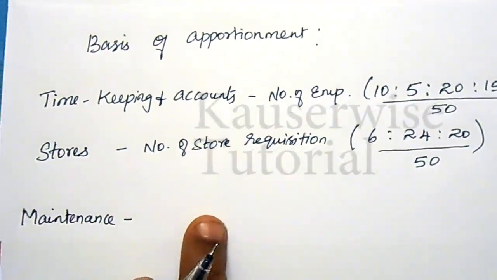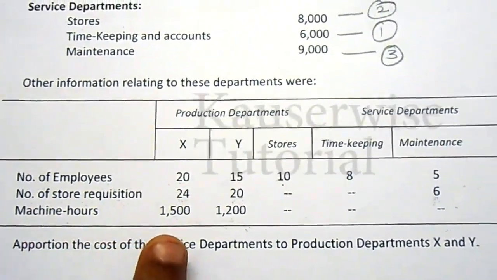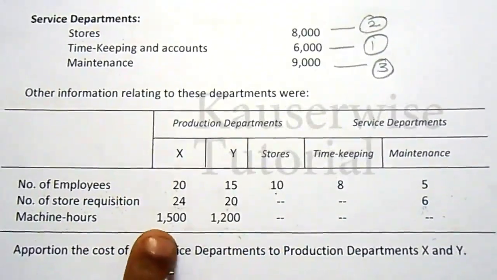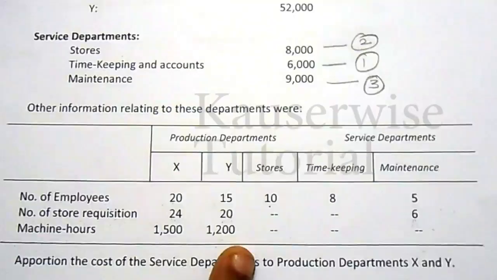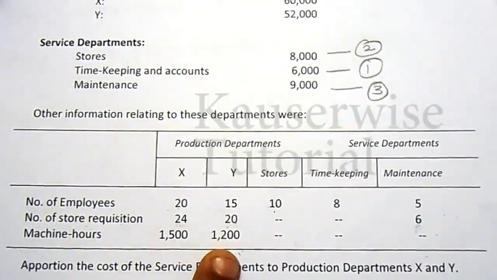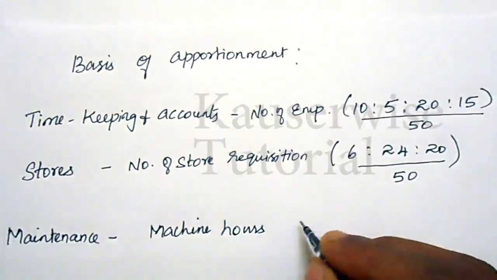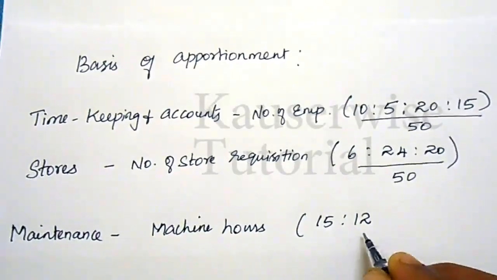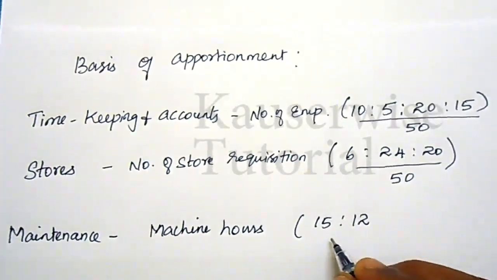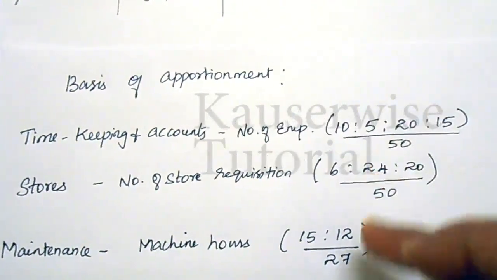The basis of apportionment is machine hour. So this apportionment is given for only the production departments, that is X and Y. For X 1500, for Y 1200. You can take 15 is to 12. The machine hour ratio is 15 is to 12. 15 plus 12 is equal to 27, so divided by 27. So these are the three proportions.